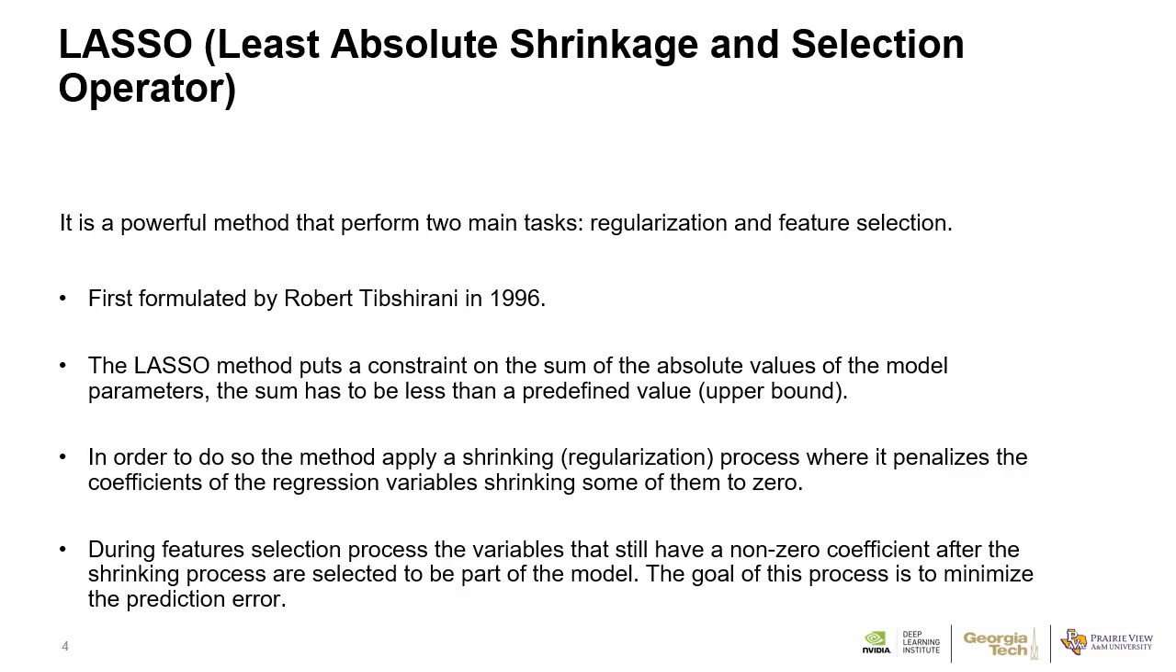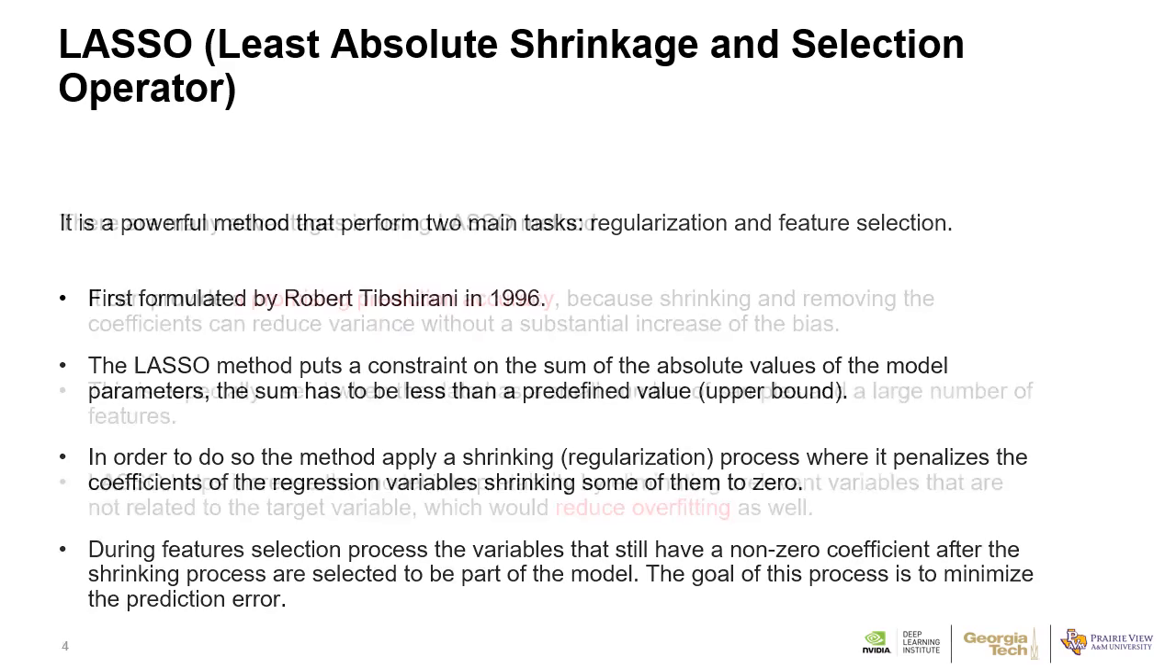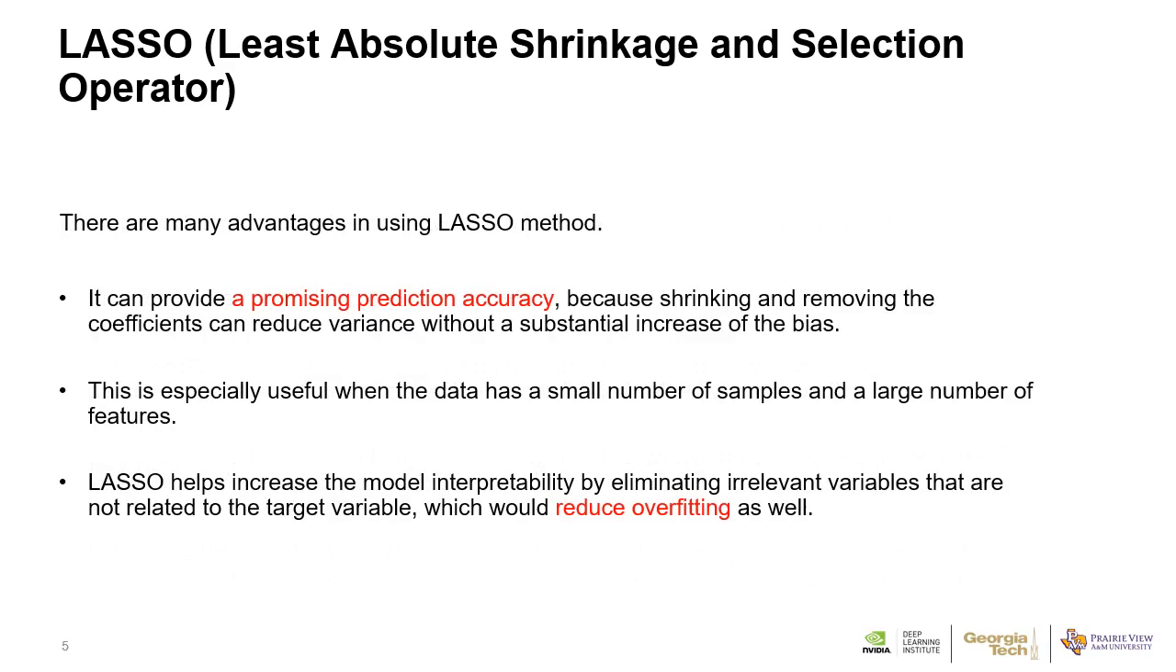From another perspective, the goal of this process is to improve the model accuracy, where the coefficient for features can be treated as feature weights. This is especially useful when the data has a small number of samples and many features. In other words, it would be effective to analyze high-dimensional low sample size data.